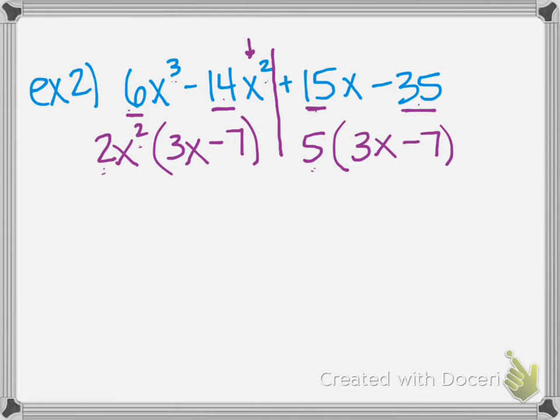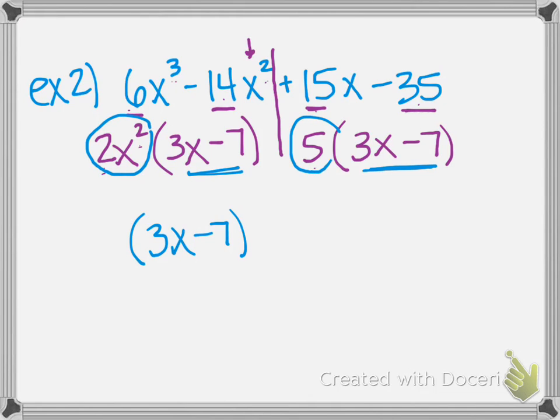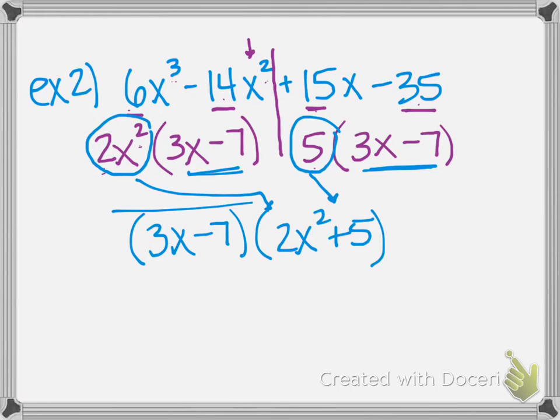Again, those 2 parentheses have to match in order for us to go any further. So we've got 3x minus 7 and 3x minus 7. We're good there. So that's our first factor, 3x minus 7. And then put the GCFs that we took out on each side of that line together into the same set of parentheses, and that becomes our second factor. All right? And that is our answer. Remember that you can check your answer by foiling your 2 factors back together, so you should end up with the original problem.